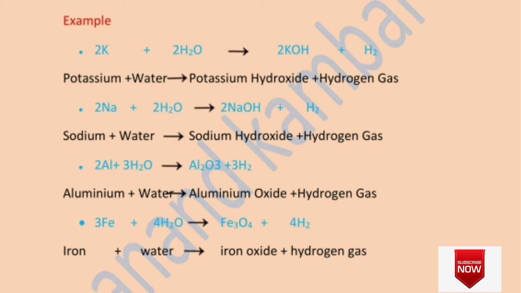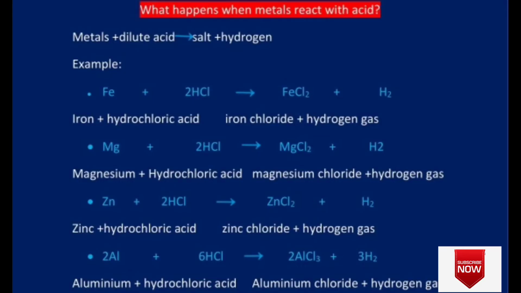When aluminum reacts with water, it produces aluminum oxide, along with which hydrogen gas is liberated. In the same way, when iron, that is ferrous, reacts with water, it produces iron oxide and hydrogen gas. And our next concept is what happens when metals react with acid.